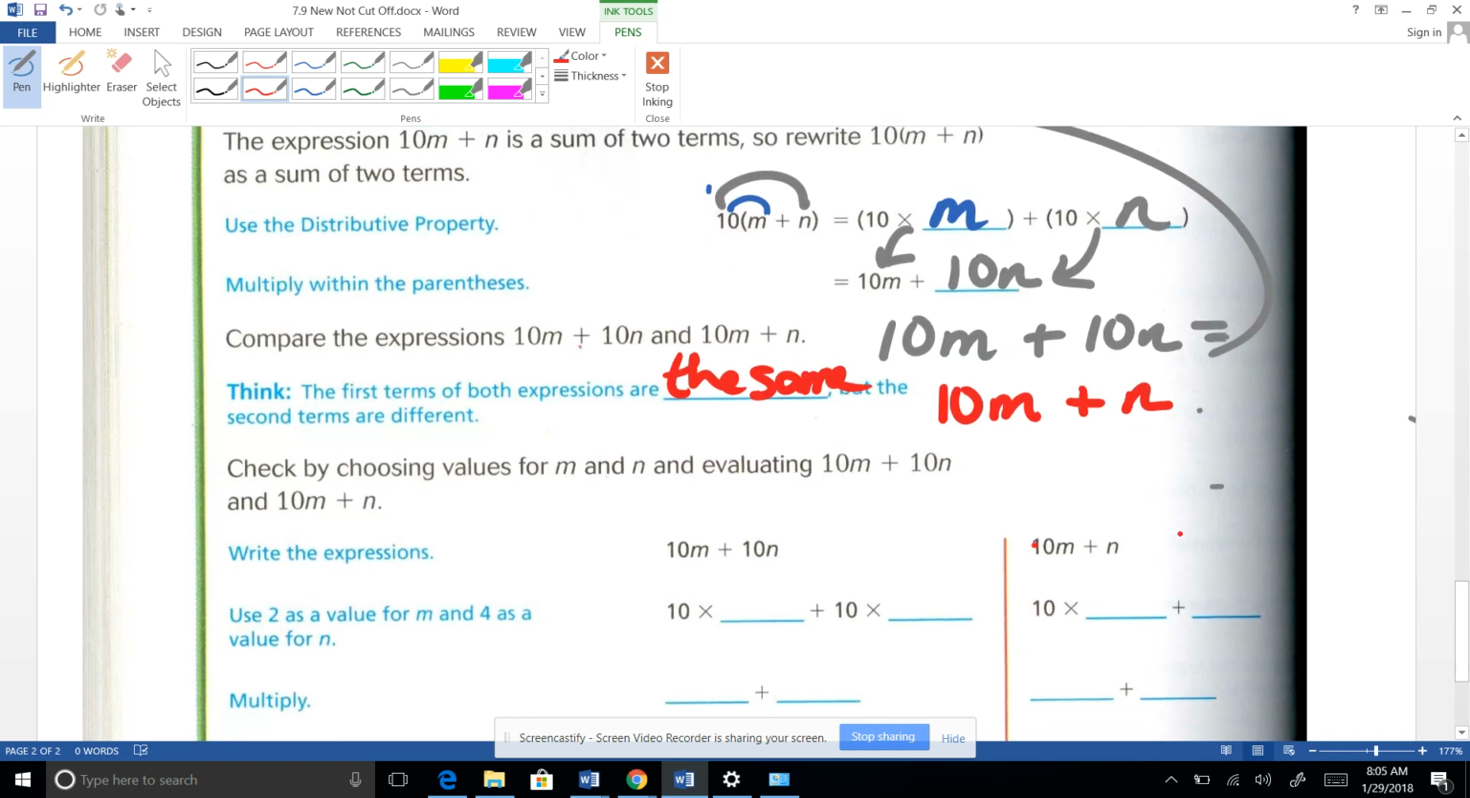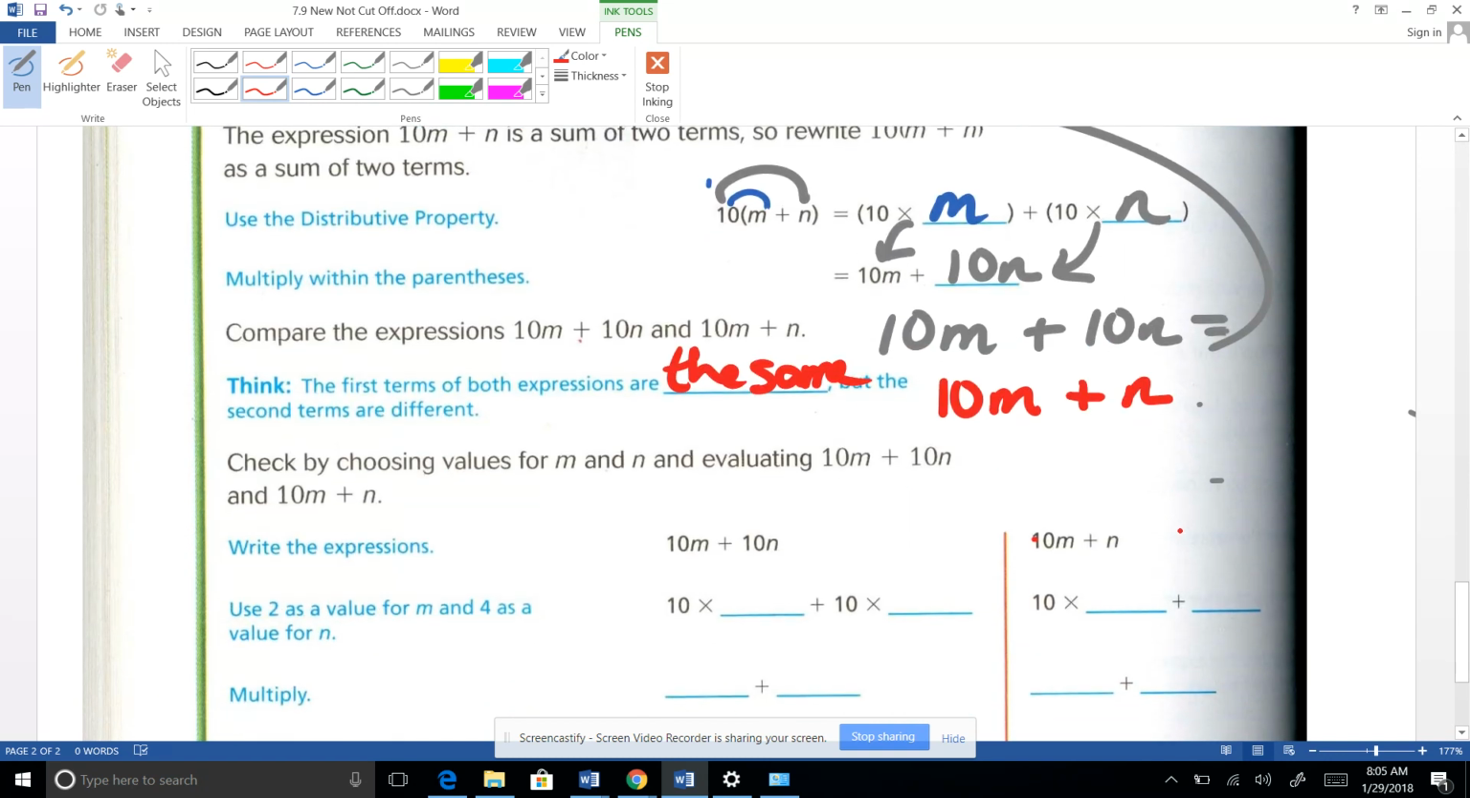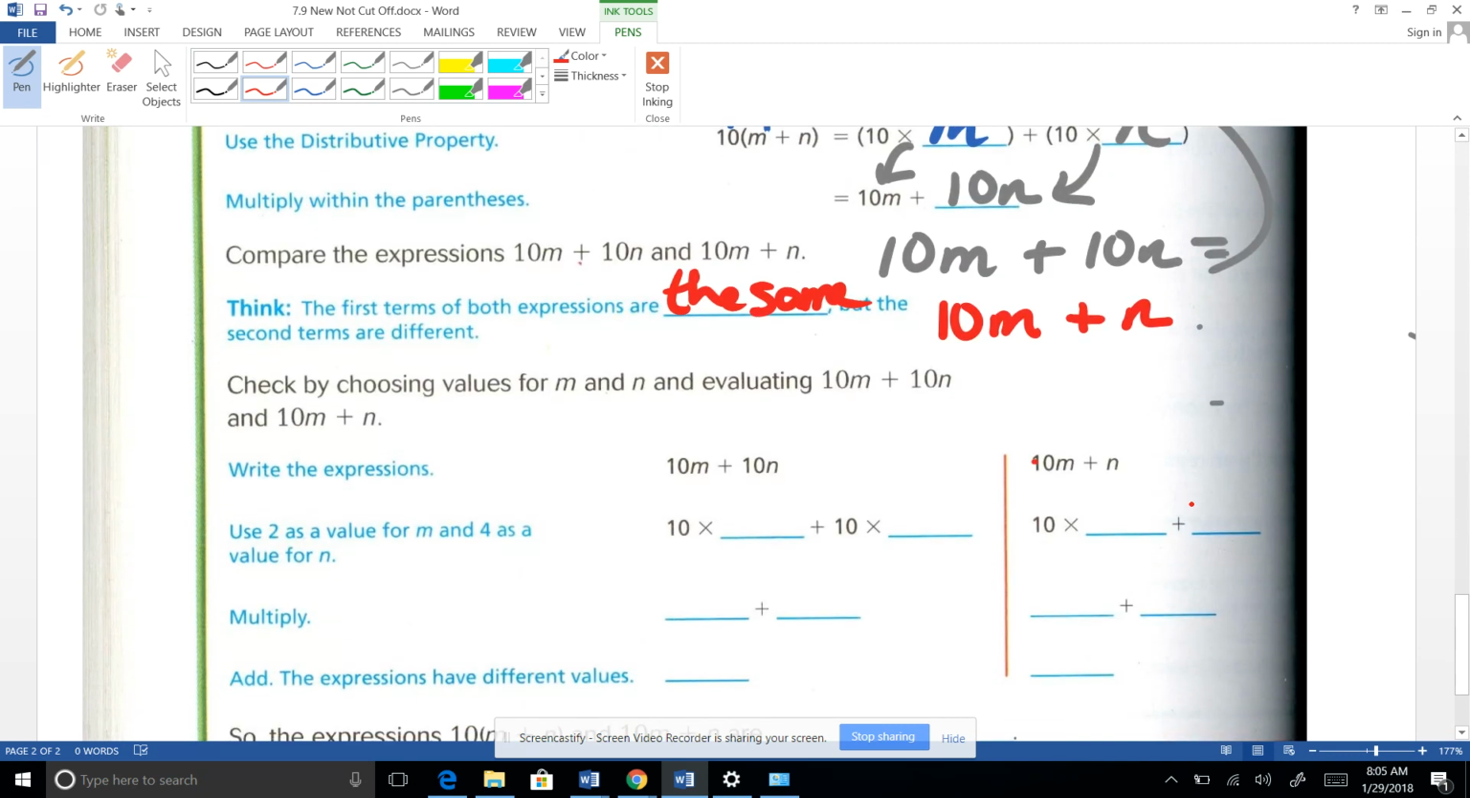Now we can check it once again by substituting values for m and substituting a value for n. So let's just look at choosing a value for m and n. We want to choose 2 for m and 4 for n. So let's just put the 2 here and the 4 here. And so this is going to be 2. This is going to be 4. What's 10 times 2? 20. What's 10 times 4? 40. What's 20 plus 40? 60.